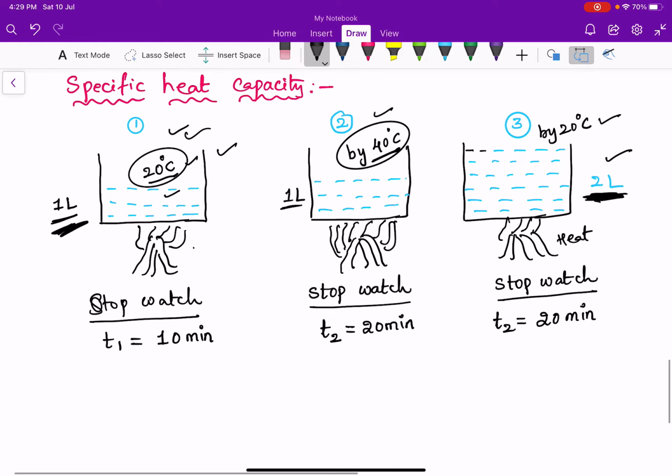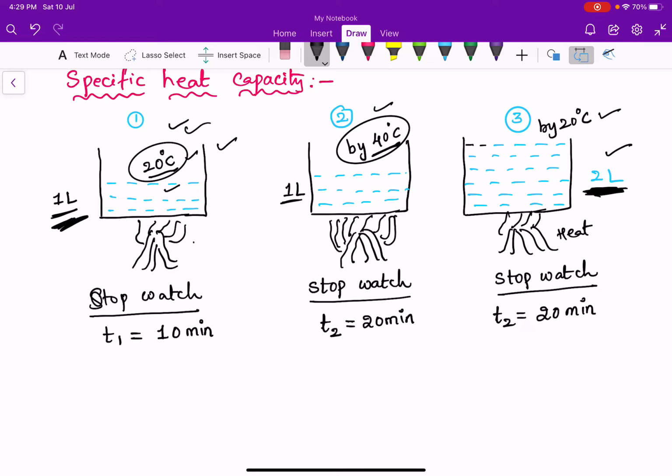And I am also taking a fourth case here. In the fourth case I am taking another vessel, and I am taking a different material, not water. Consider it as oil, mustard oil. Here it is not water. Here it is water, and here it is also water, and in this third case also water is taken in the vessel.